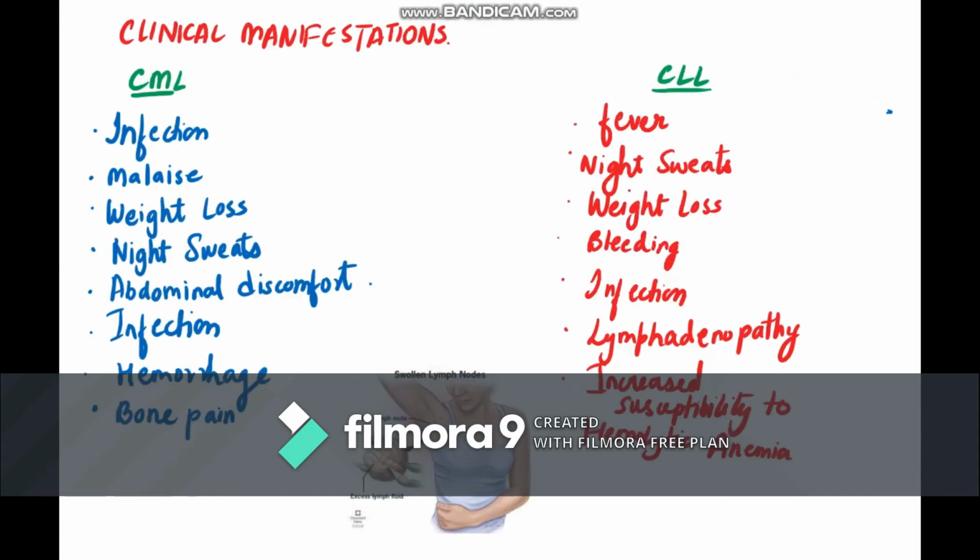Let's see what the differentiations are. Here we have abdominal discomfort, which is because of the hepatomegaly and splenomegaly, and in CLL you have lymphadenopathy, which is common there but rare in CML.